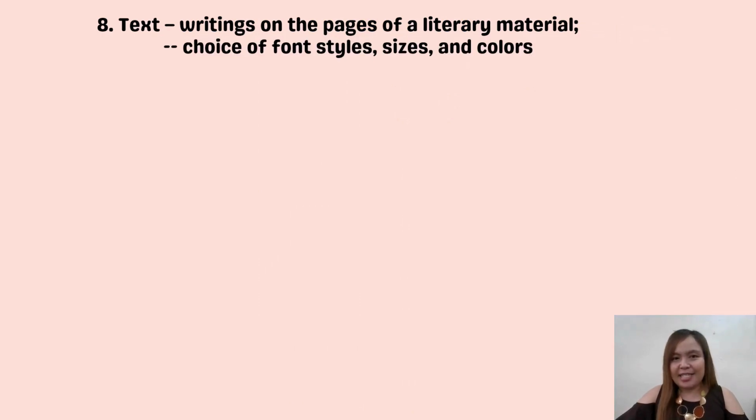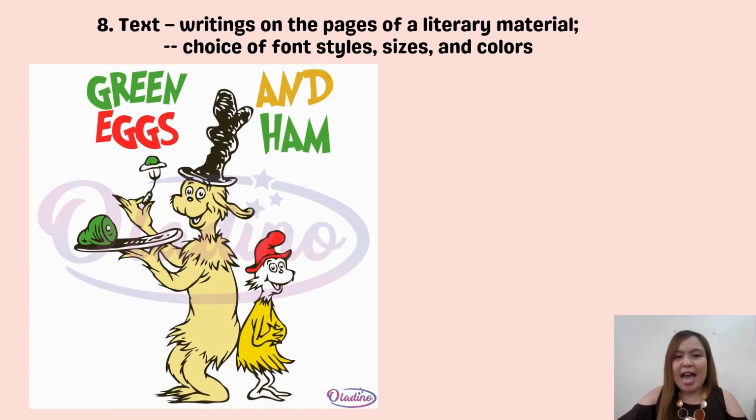Number 8, you have text. This refers to writings on the pages of a literary material, and this always gets manifested or demonstrated very clearly through the choice of font styles, sizes, and colors. Now take a look at this Green Eggs and Ham text. The letters seem to be very jiggly, and they are intentionally colored green, red, and yellow to appeal to a more immature and younger reader.